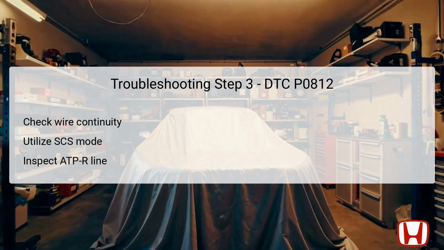Conversely, if continuity is absent, an open circuit exists in the ATPR line between the transmission range switch and the PCM, necessitating repairs in that wire pathway.